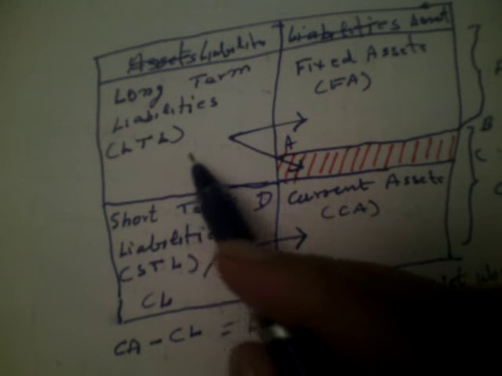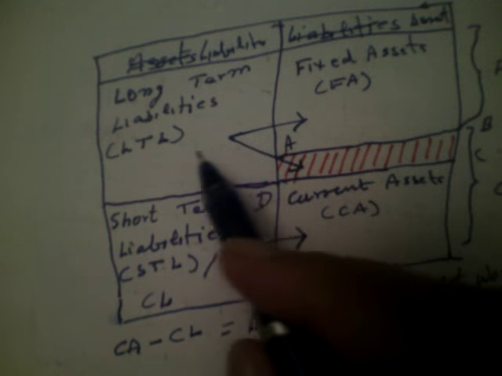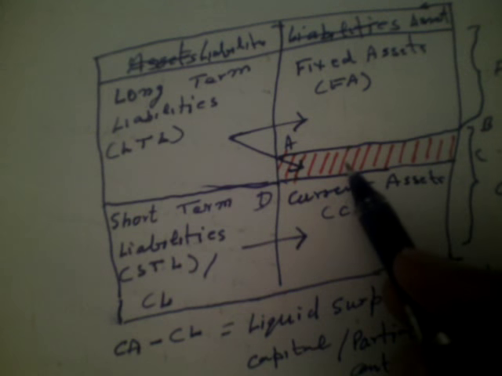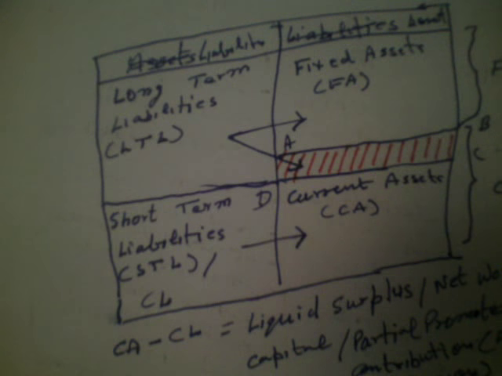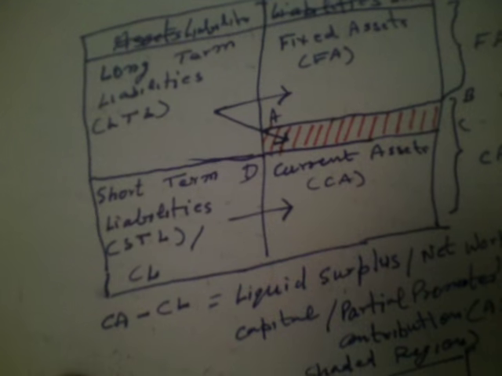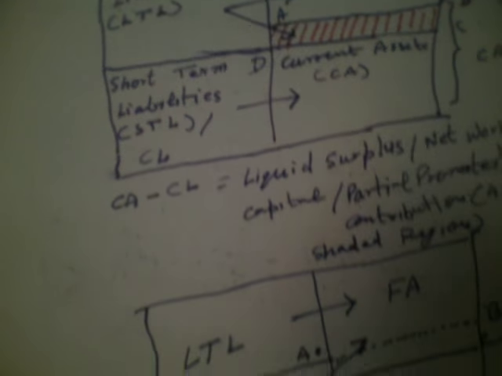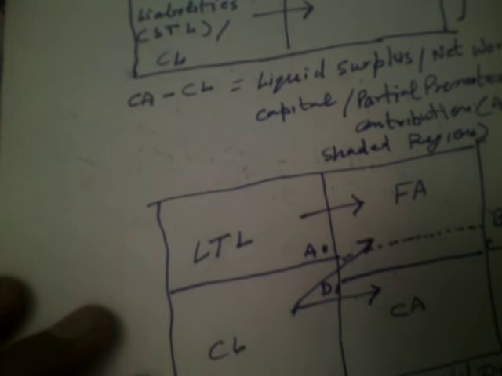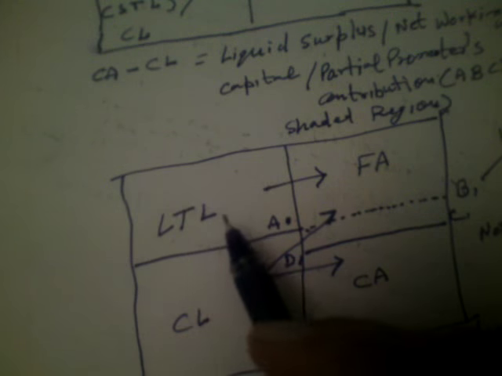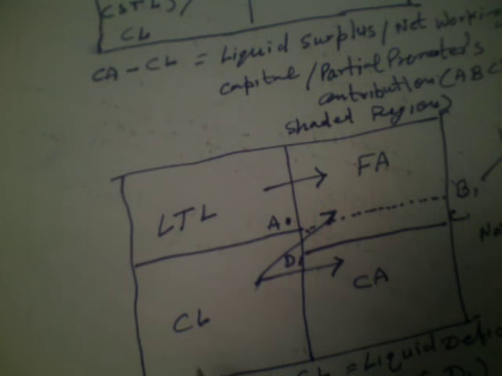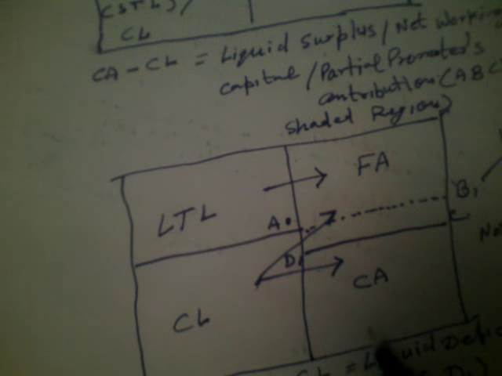Or if they are taking a term loan, there also they have to bring in margin, so that will also come from the long-term sources. So that's why it is a partial contribution of the promoters. So if this is not happening, then I have given another figure here: long-term liabilities, current liabilities, fixed assets, and current assets.